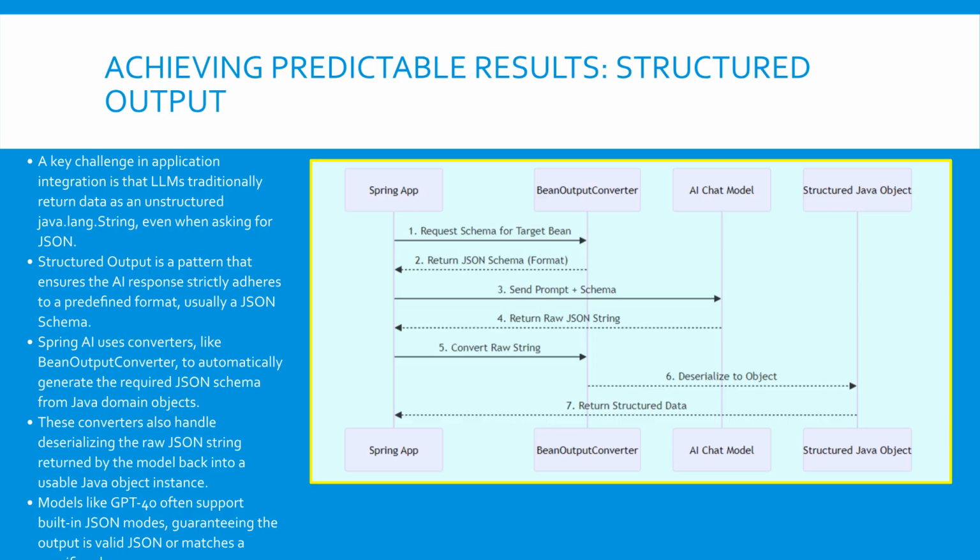What challenge does structured output solve, and what Spring AI component helps achieve it? It solves the problem of unreliable, unstructured text output, and the bean output converter helps by managing the schema generation and object deserialization.